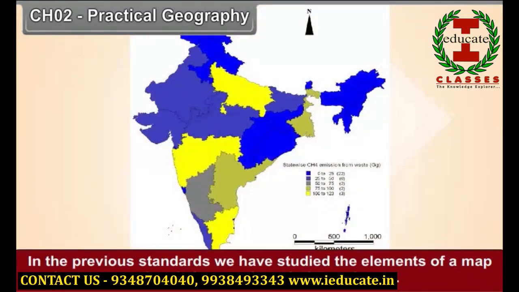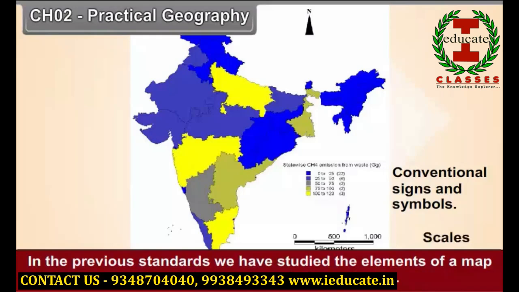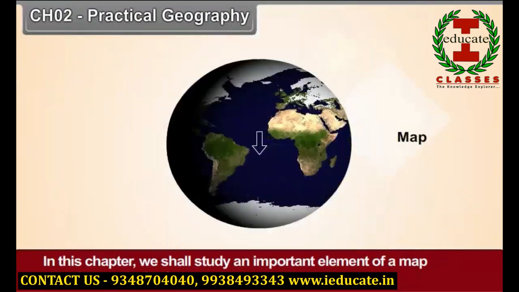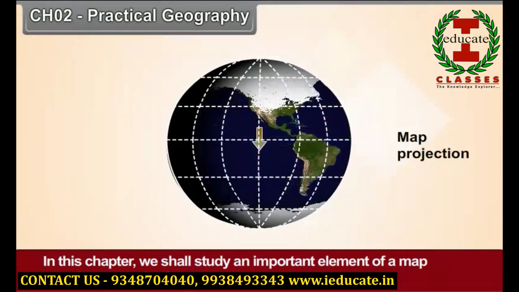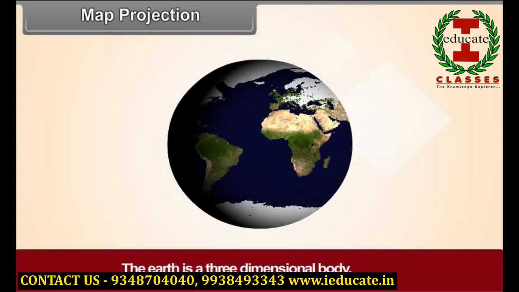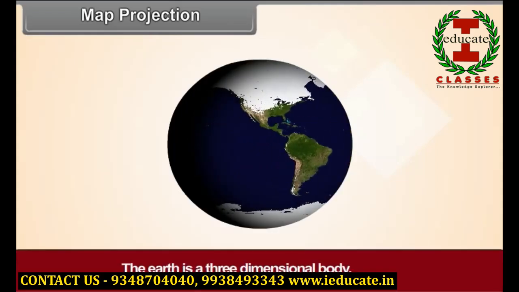Chapter 2, Practical Geography. In the previous standards, we have studied the elements of a map such as conventional signs and symbols, scale, etc. In this chapter, we shall study an important element of a map, namely map projection. Map projection. The Earth is a three-dimensional body.